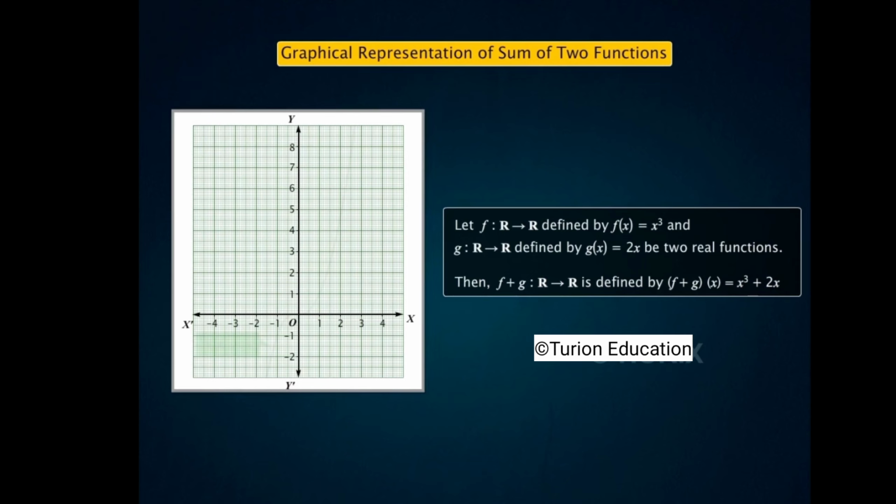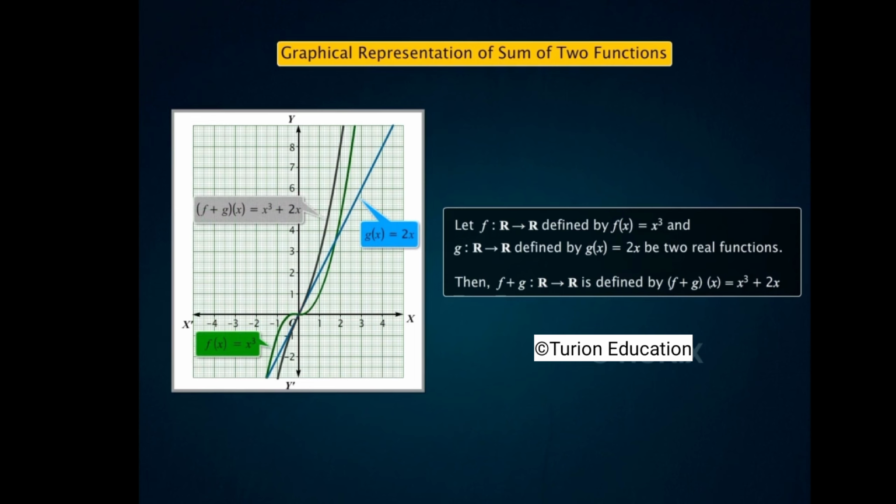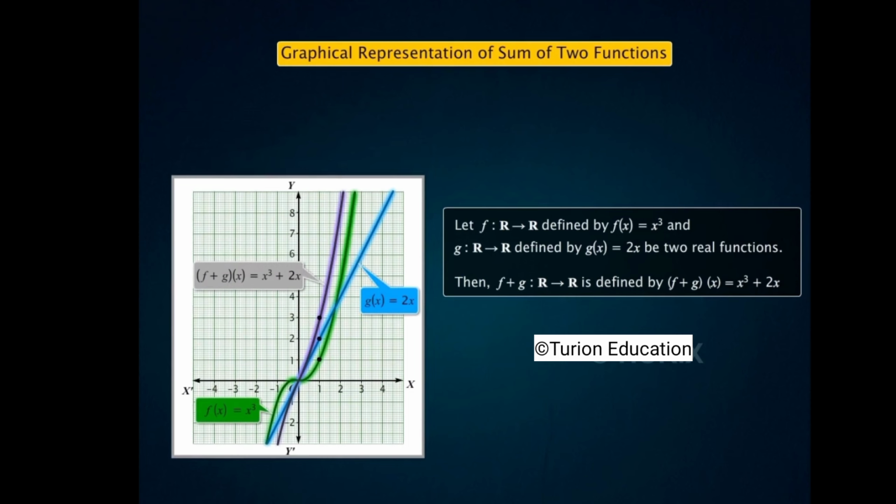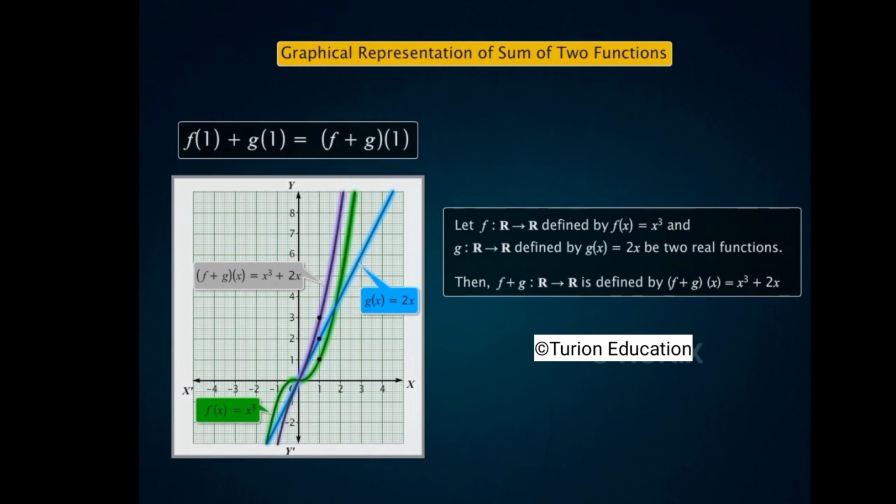Now, let's look first at the graph of f(x) equal to x cubed, and on the same graph g(x) equal to 2x. Then, on the same graph, the sum function (f plus g)(x) equal to x cubed plus 2x. Notice the shape of the graph. Let's check the value of the functions f(x), g(x), and (f plus g)(x) at x equal to 1. The sum of the function values at x equal to 1 is equal to the value of the sum function at x equal to 1.